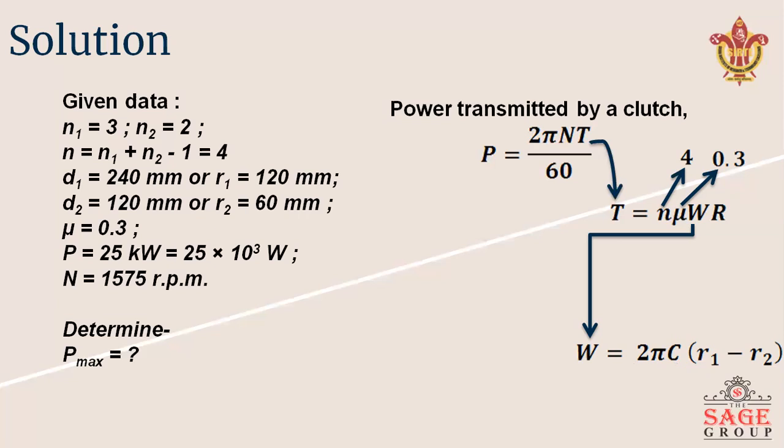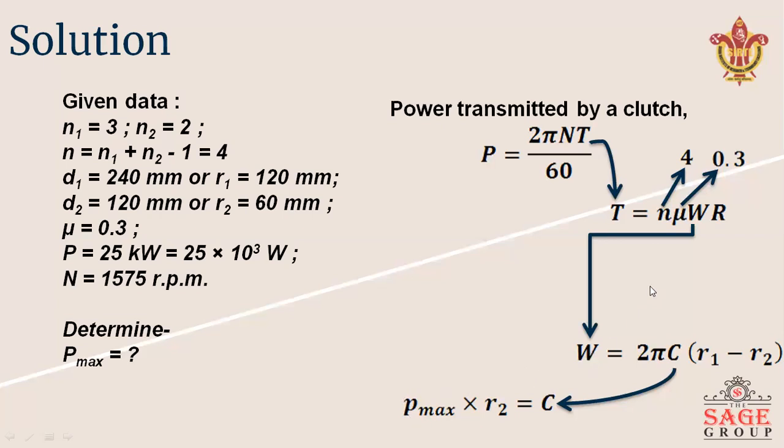According to the uniform wear theory, P max into R2 is equal to C. This is a constant. P max is what we have to calculate, and R2 is given. So we have to substitute this value of C in the equation for axial load, W. So we have the value of W in terms of P max. We will have all the values, only the unknown is P max. So W is equal to something times P max.